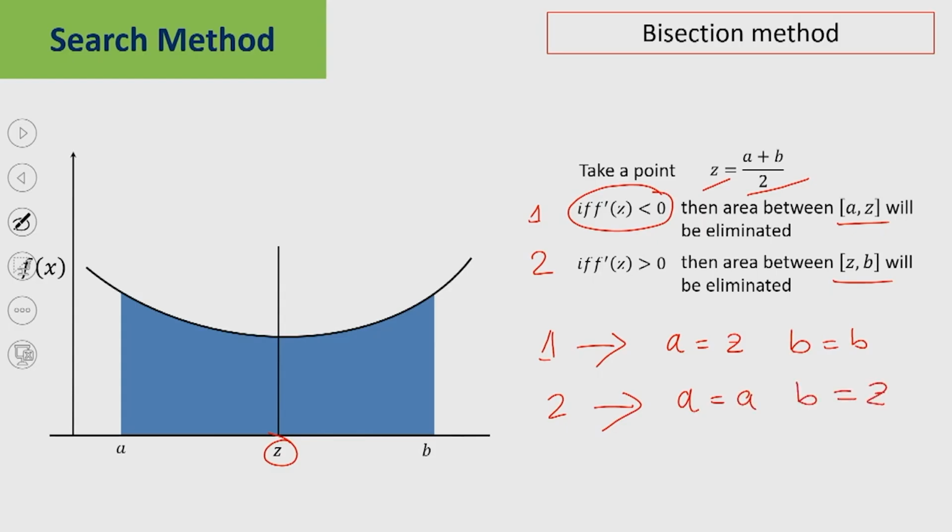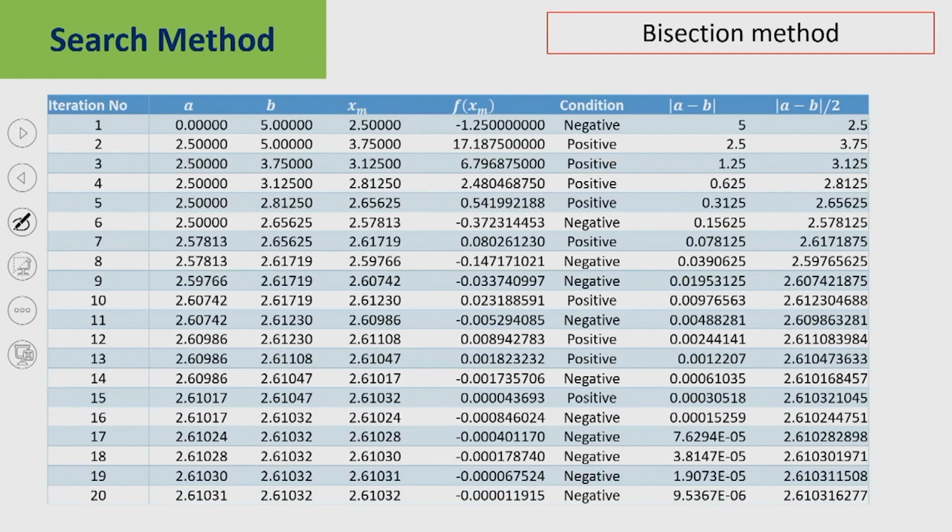Okay. So, we will just apply these two conditions, and if we do it for some iterations, you will get the optimal solution of these particular functions. Okay. So, let us apply this bisection method. Here again we have started with 0 and 5, that means a equal to 0, b equal to 5, and this is x m. This is nothing but z, z is at the midpoint. Okay. So, z equal to 2.5.